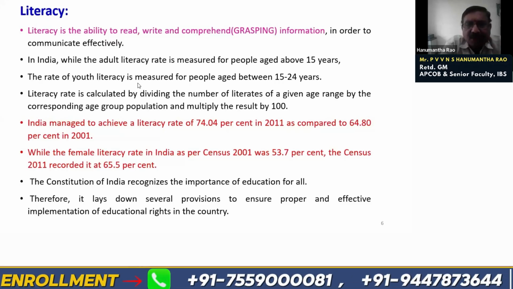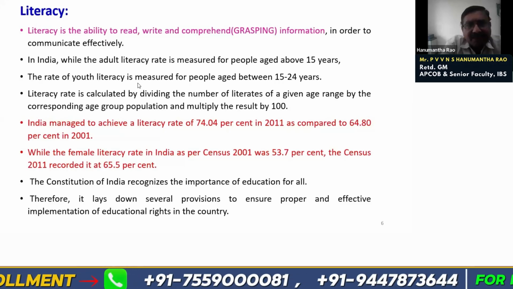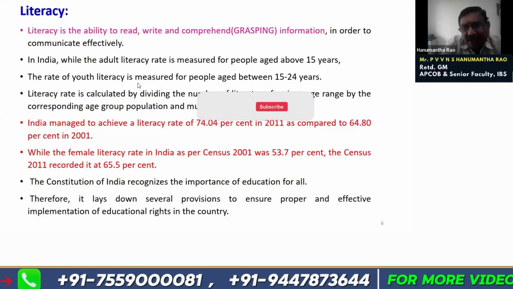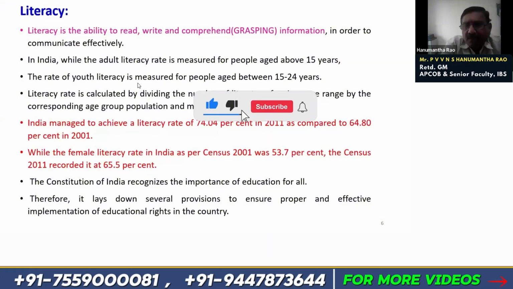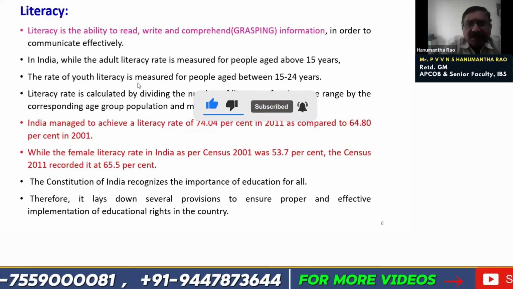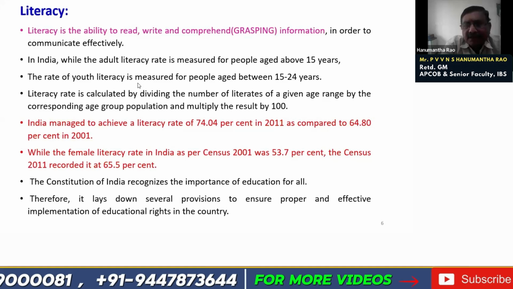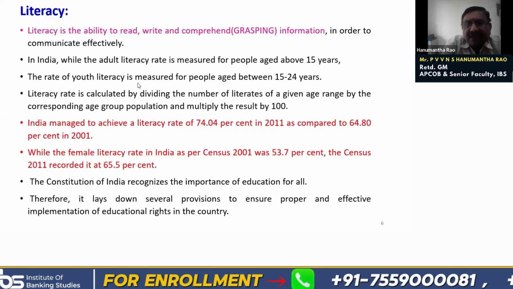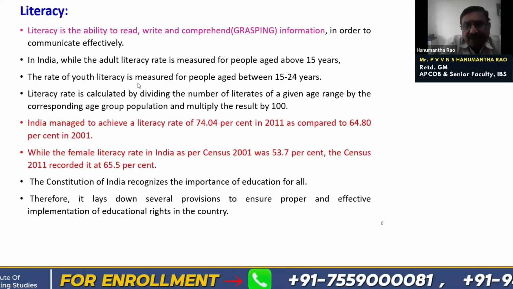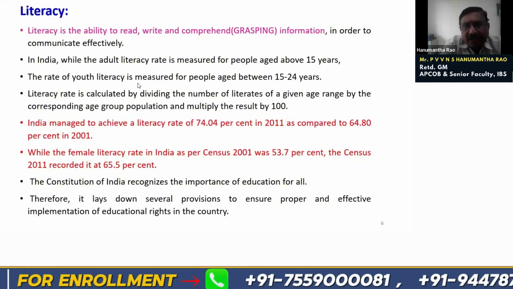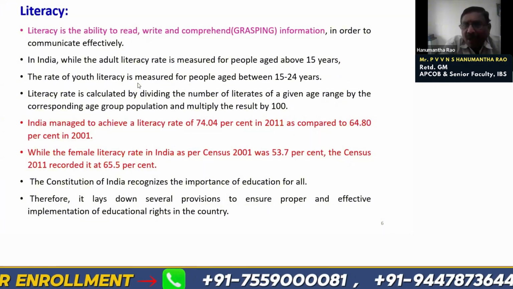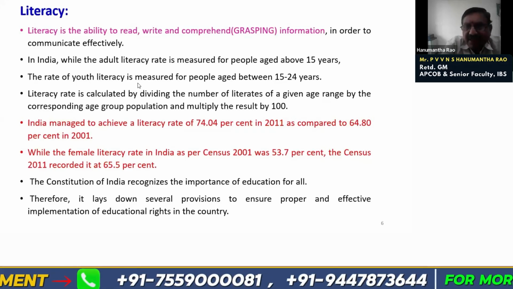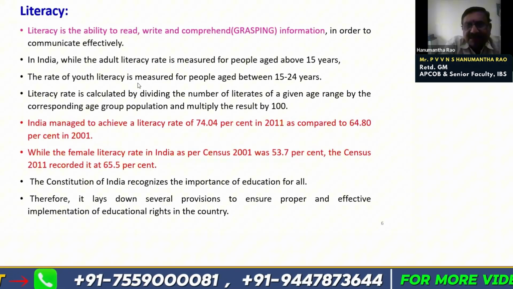Several times they asked, what is literacy? Literacy means the ability to read, write, and comprehend. Comprehend means grasping, understanding. Sometimes we may say read, write, and speak, but speaking is not there in literacy, friends. So literacy is the ability to read, ability to write, and ability to comprehend information in order to communicate effectively. Please remember this sentence as it is.